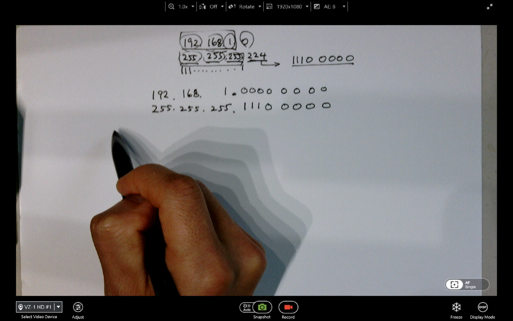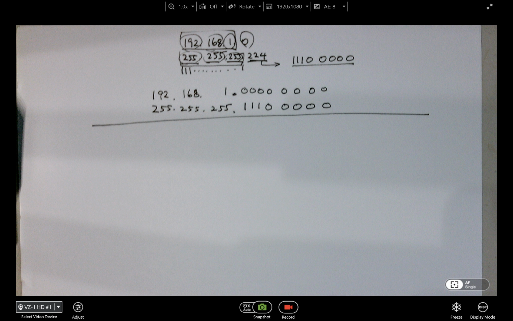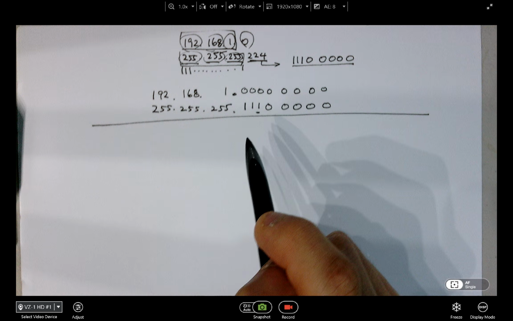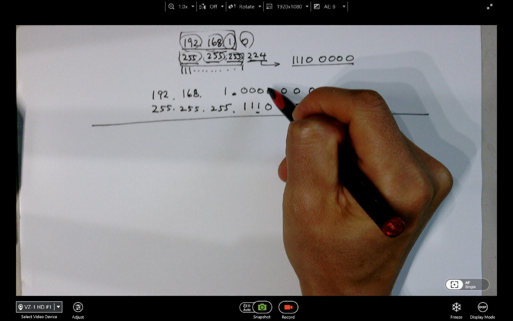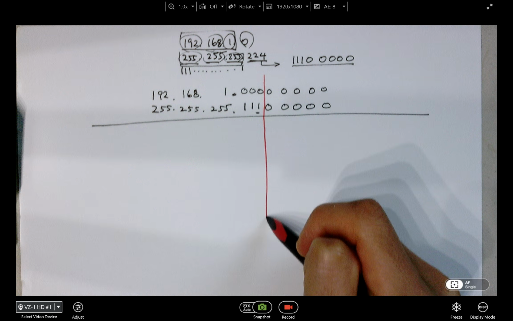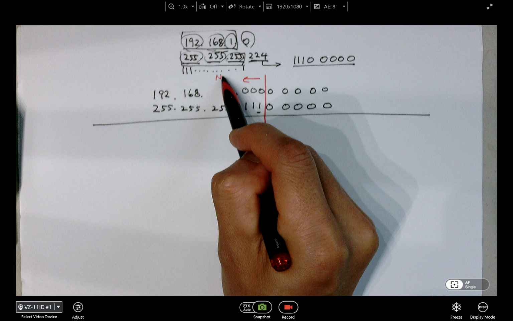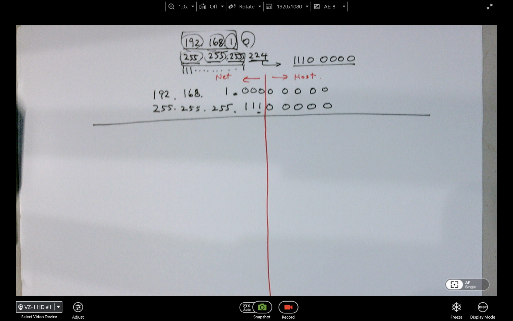So let's just draw the IP table. And then since my 1s end at this point, I can draw the boundary line where the 1s end. So I'm going to draw the boundary line. So I know that this is going to be my network portion, and then this is going to be my host portion. Right? So network and host portion. Good.